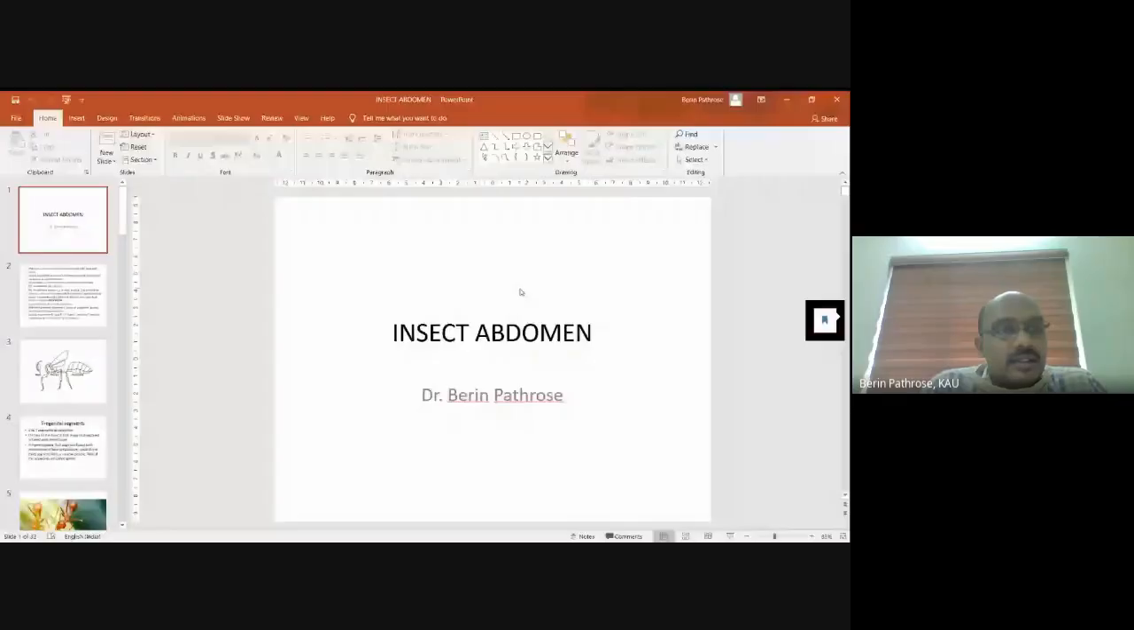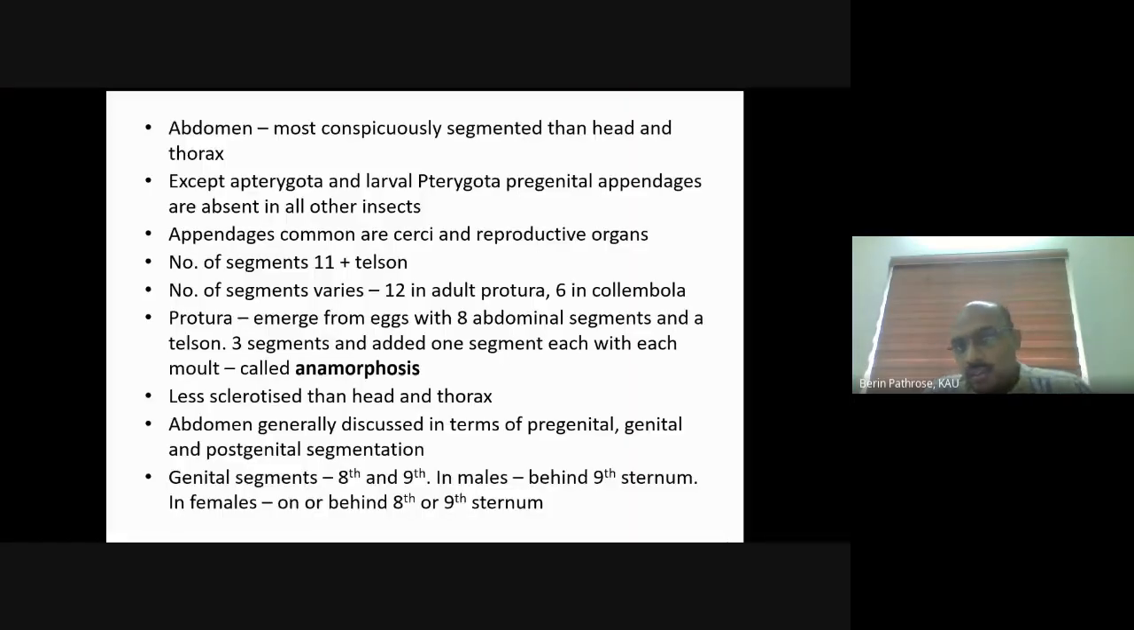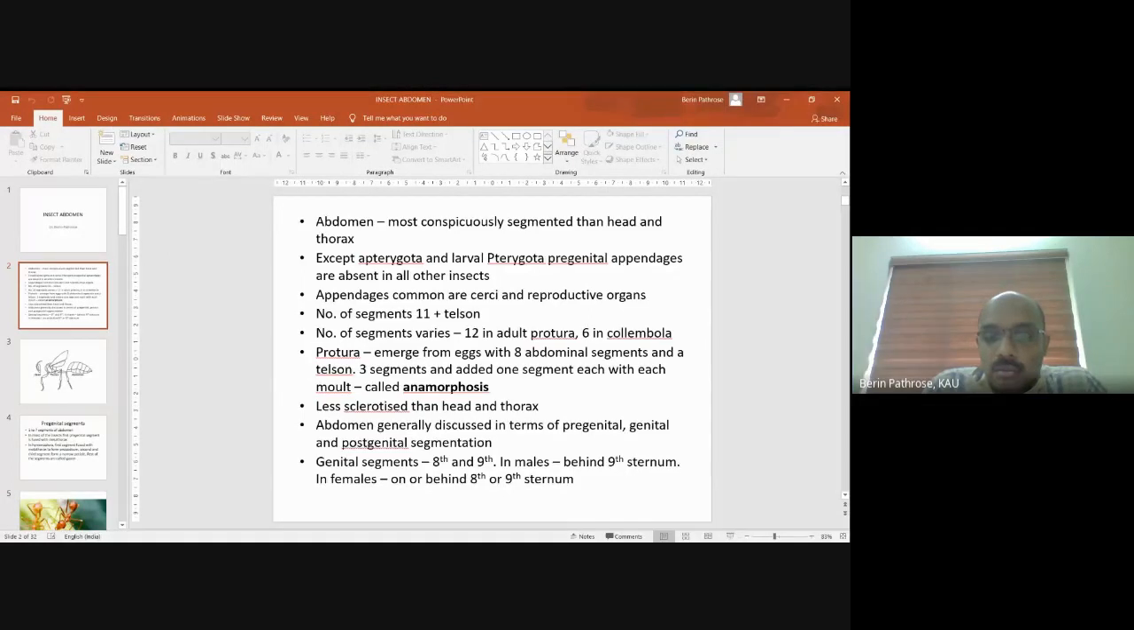So, as you all know, the abdomen is the third tagma of insects, and this is where the genital appendages are situated. Mostly the genital appendages are situated in this abdominal area, along with most of the physiological systems. A major part of the digestive system is in the abdomen. A part of the nervous system, circulatory system, respiratory system, almost all physiological systems, a part of it will be located in the abdomen.